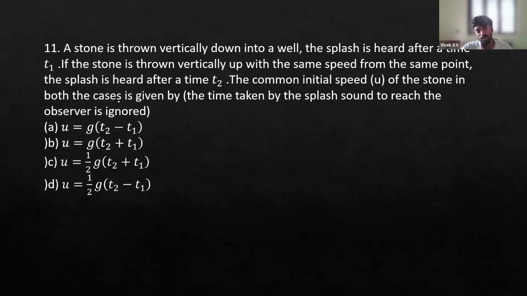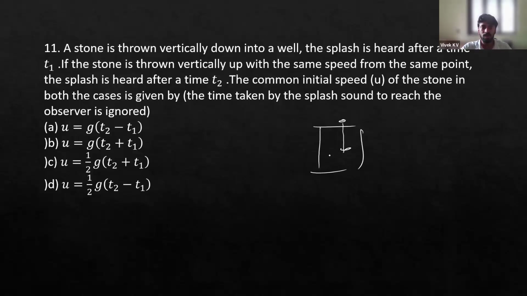A stone is thrown vertically down into a well. The splash is heard after a time t1. So this is actually a combination of equations of motion and also the chapter on sound. We have a well of a certain height and we are throwing the stone vertically downwards, so it's more like a free fall.